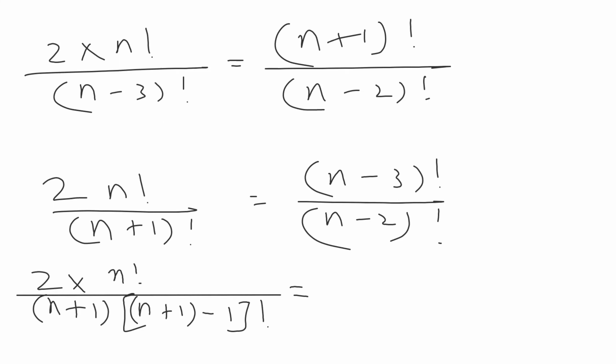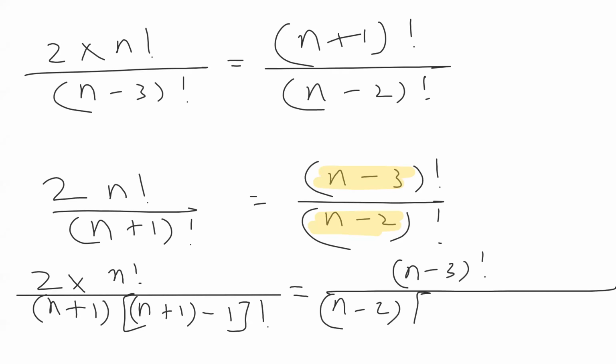Equal to n minus 3, n minus 2. Which is the bigger term? N minus 2 is the bigger term, obviously. So reduce n minus 2 to n minus 3. So n minus 3 factorial will remain as it is. So this is n minus 2, n minus 2 minus 1 factorial.